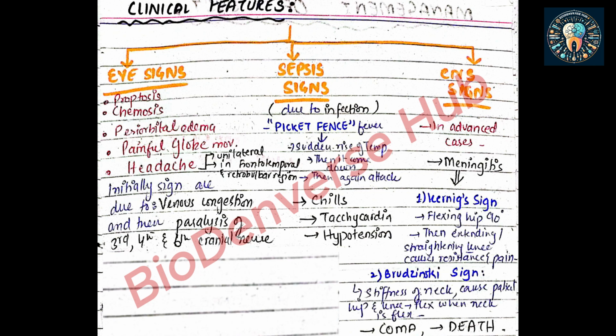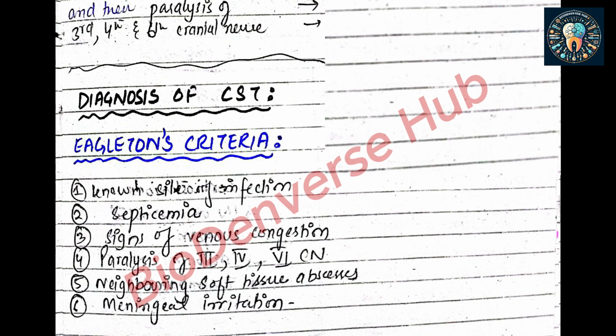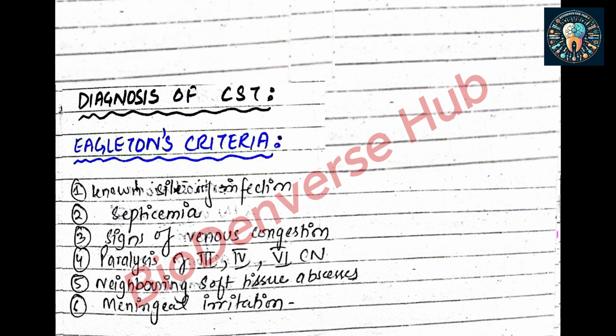Now let us move on towards the diagnosis of cavernous sinus thrombosis. For diagnosis, an important criteria is given, known as Eagleton's criteria, and it is again frequently asked in different questions. So you need to know about Eagleton's criteria. They are basically six factors. If you have studied those clinical features in detail and understood them well, that will help you a lot in remembering this criteria.